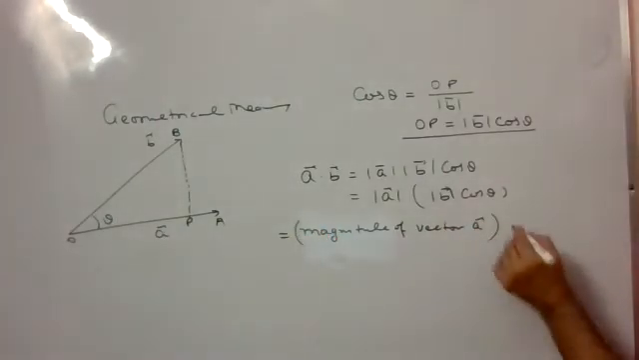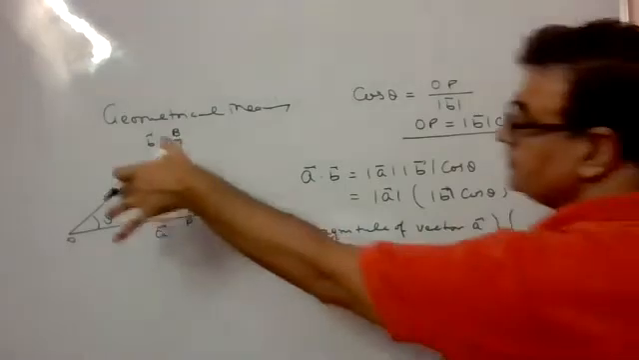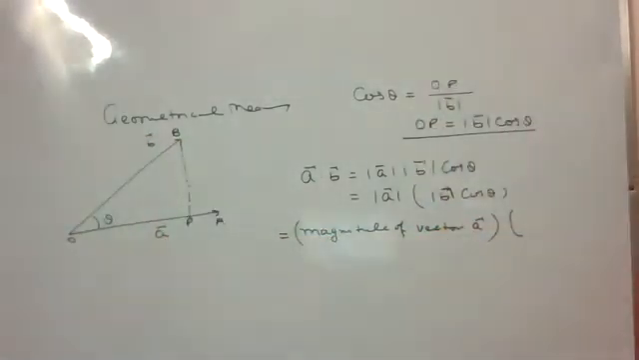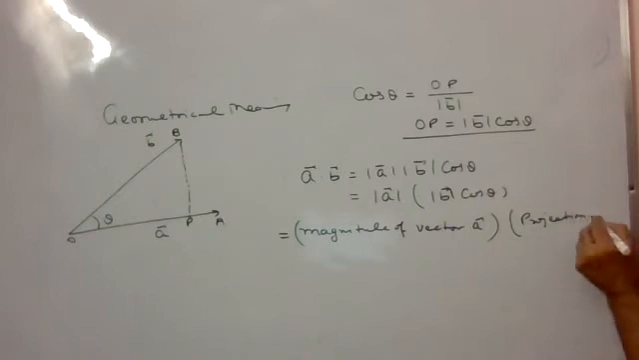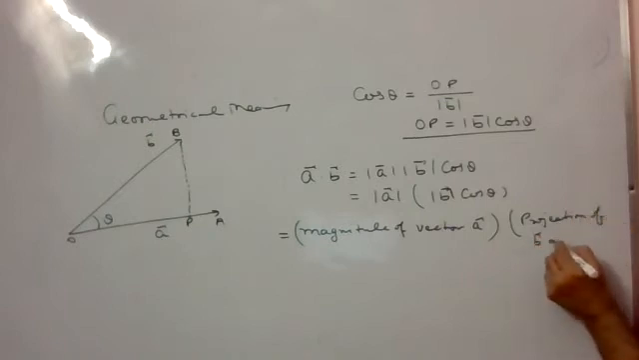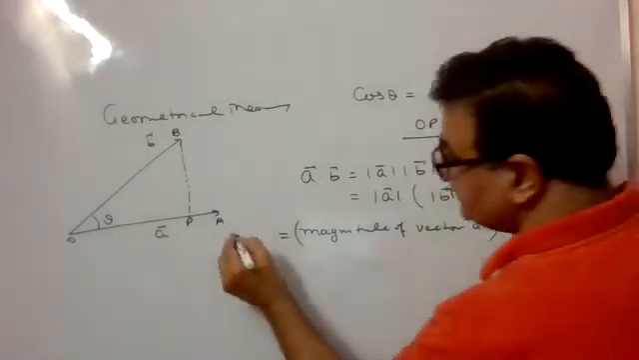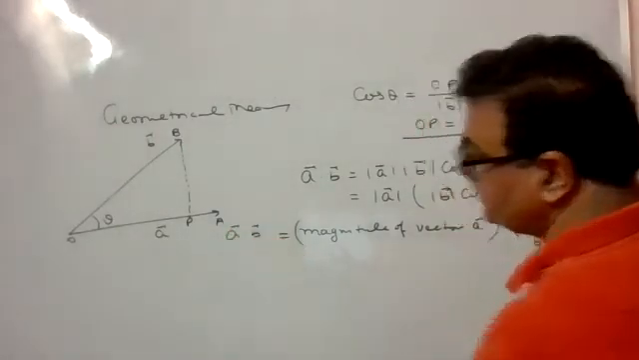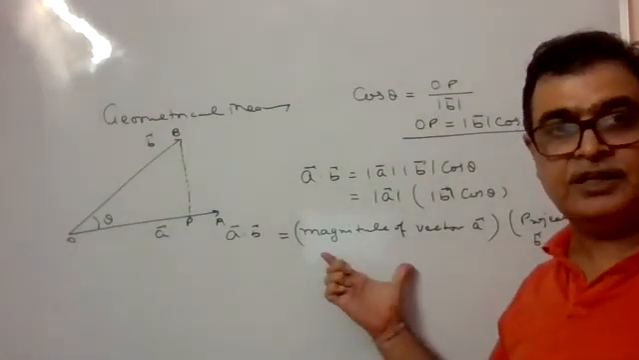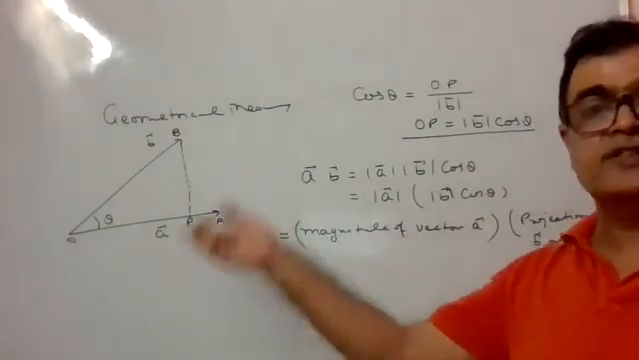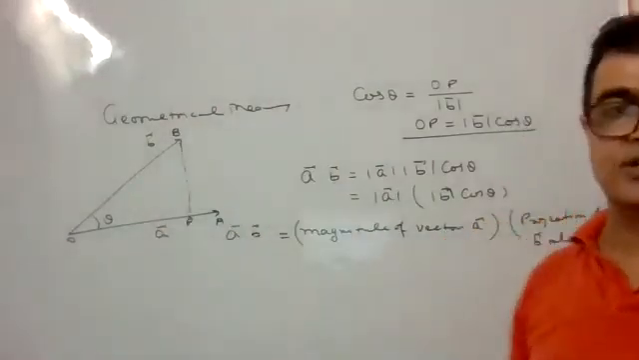Magnitude of A vector. And what is B cos theta? This is the projection of B along A. So what is the dot product now? The dot product is actually the product of the magnitude of the first vector and the second vector's projection along the first.